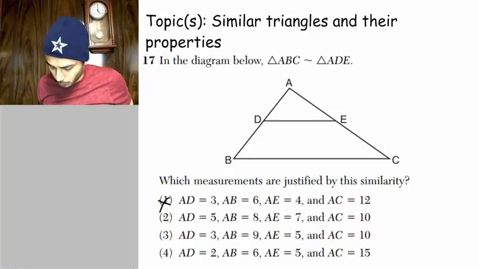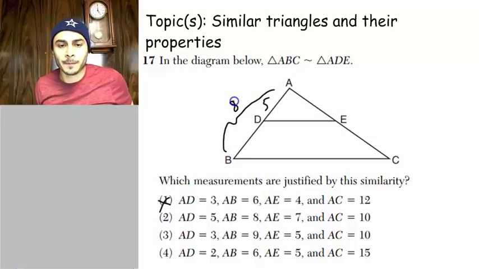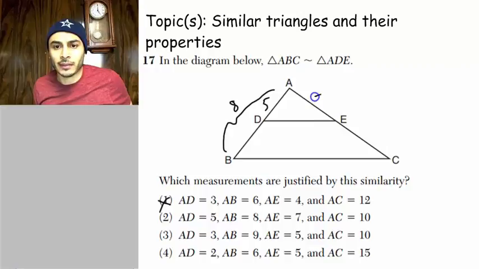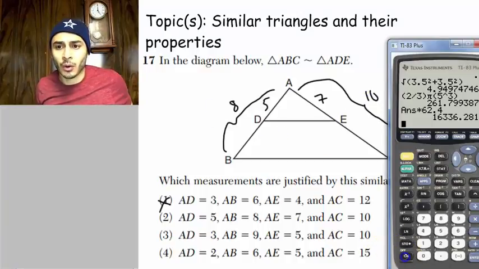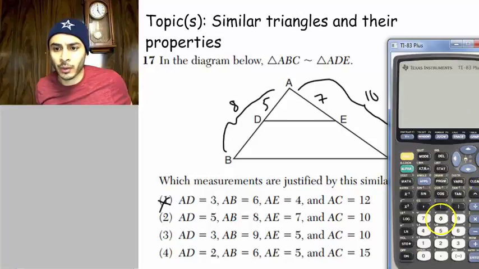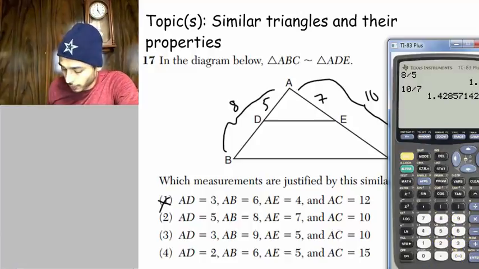Let's look at choice 2. It says AD is 5, and it says AB is 8, and then it says AE is 7, and then it says AC is 10. Well, what's the scale factor here? It's not going to be a whole number, so let's work it out. It's 8 divided by 5, whatever that number is, 1.6. And then here it's 10 divided by 7. 10 divided by 7 is not going to be 1.6. So the answer is not 2.